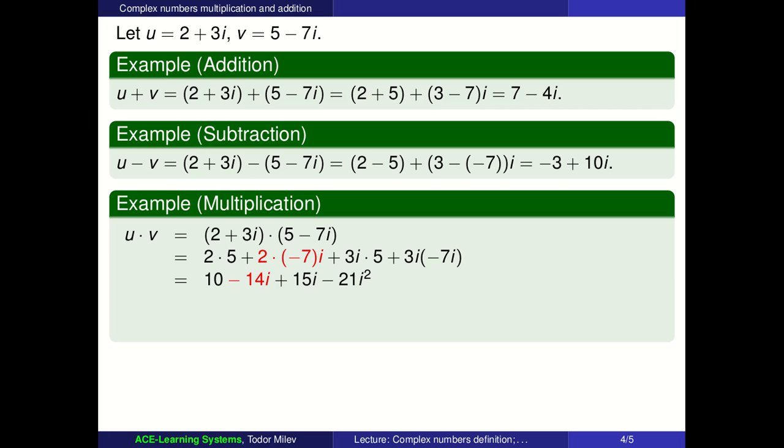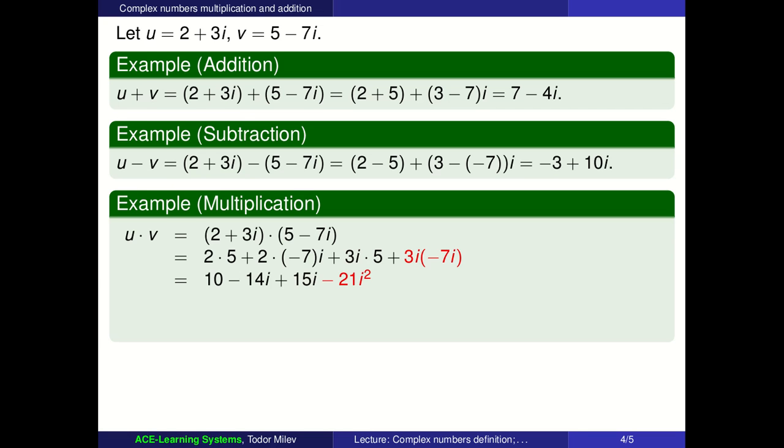Next, we have 3i times 5. Well, 3 times 5 is 15, so 3i times 5 is 15i. Next, we have 3i times negative 7i. 3 times 7 is 21, so together with the negative sign we get negative 21i squared.